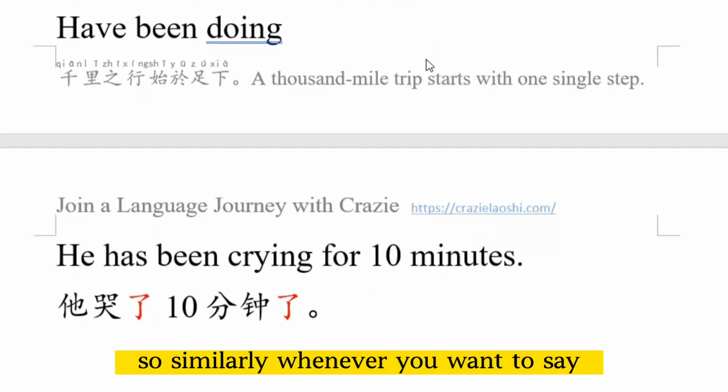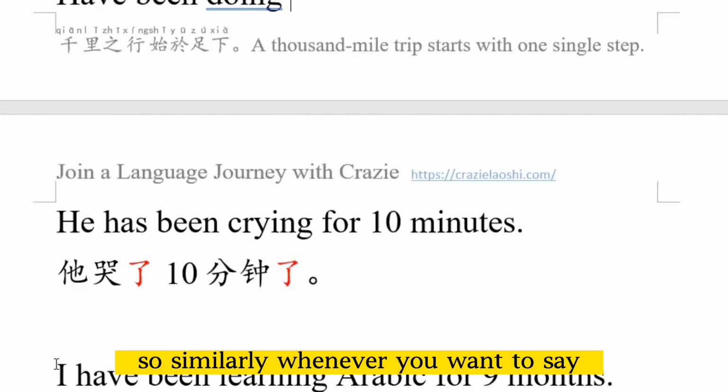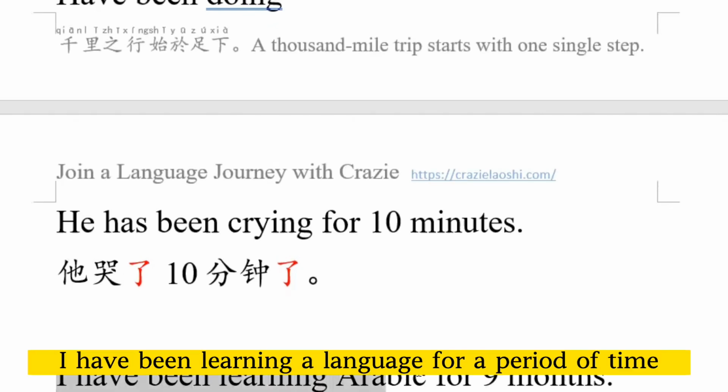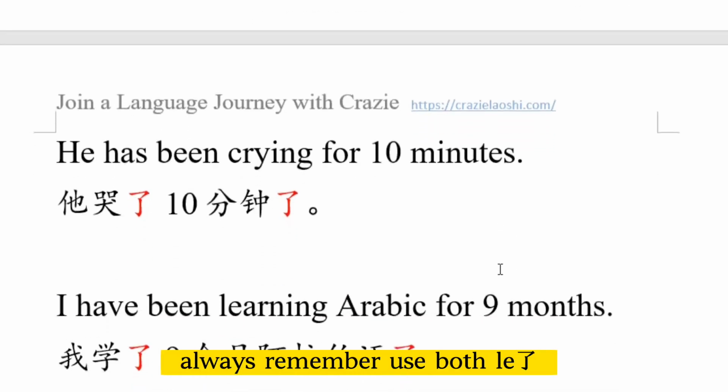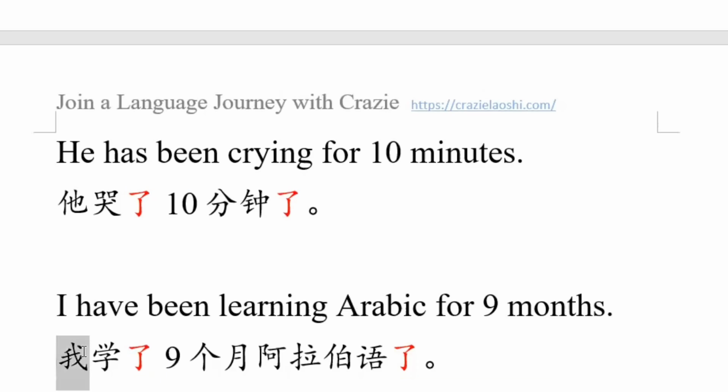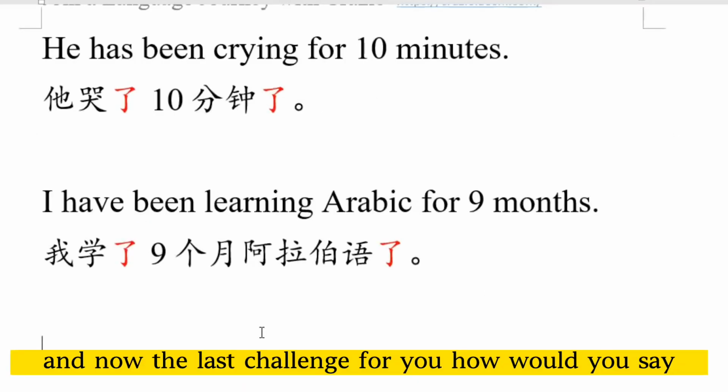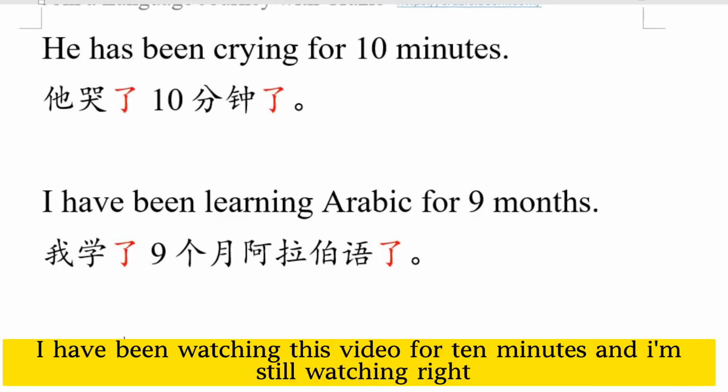Okay, so similarly, whenever you want to say, I have been learning a language for a period of time, always remember, use both le. 我学了9个月阿拉伯语了. Got it? And now the last challenge for you, how would you say, I have been watching this video for 10 minutes and I'm still watching, right?